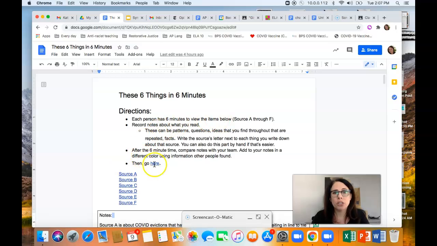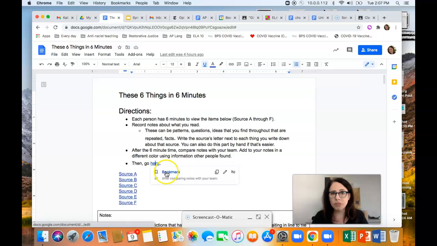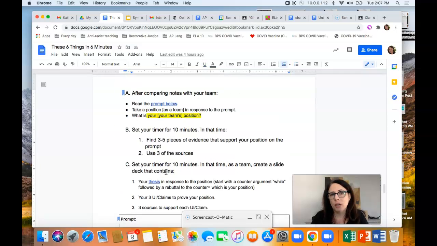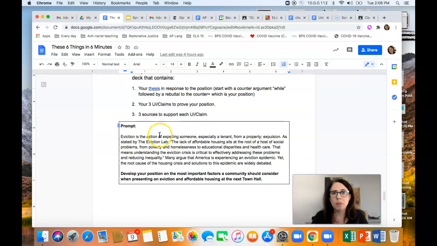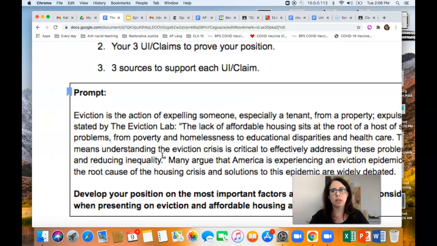Then you're going to go into your small group. So if you weren't here, you could do this on your own. We're not really going to have a ton of time on Thursday to get back into this. First step here is reading the prompt, and here is the prompt.